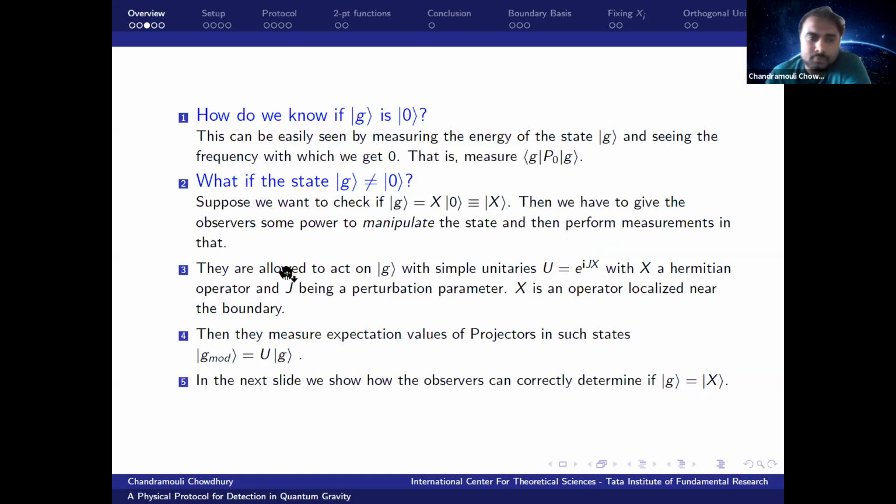The kind of manipulation that the observers are allowed to do is to act with simple unitaries on the state. They can act with unitaries of the following form, where J is some perturbation parameter and X is some operator localized near the boundary. This has to be the case because the observers are themselves localized near the boundary. Therefore, they can take the state G and get some modified state G mod out of it, which would be of this form. In the next slide, we'll show how the observers can correctly determine if the state G is indeed equal to this or not.